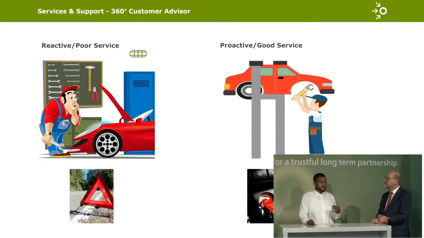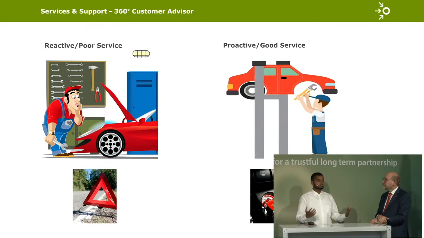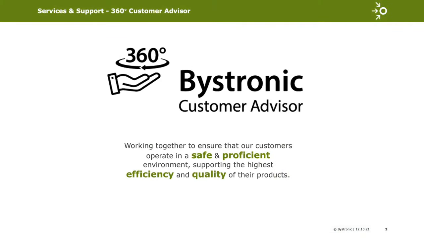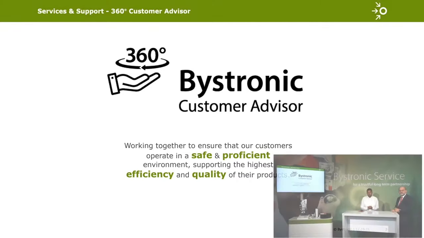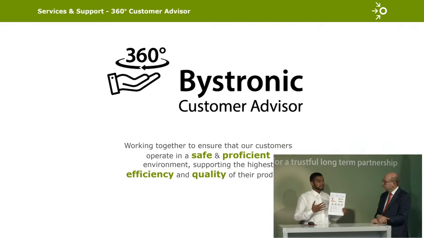Absolutely. So Bystronic heavily realizes that the production of our customers' machines is one of the most important things to them. So because of that, the Bystronic service department has created the 360 Customer Advisor. The 360 takes a look at four areas on the machine, and that is the safety, the proficiency of the way the operators use the machine, the efficiency of the machine itself, and the quality of the parts being produced. We also take a look at different components, such as the cutting head, the bellows, and different motors as well. There's a list of other different components that we take a look at as well.